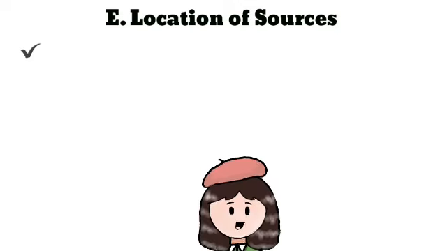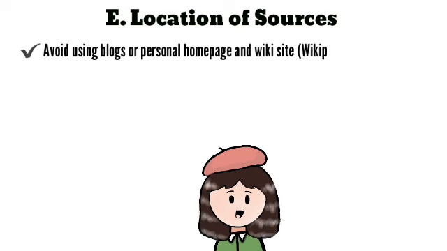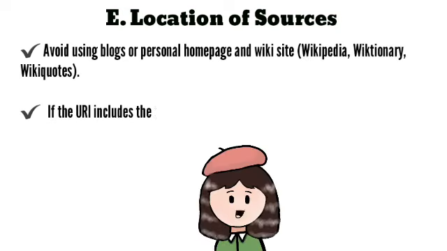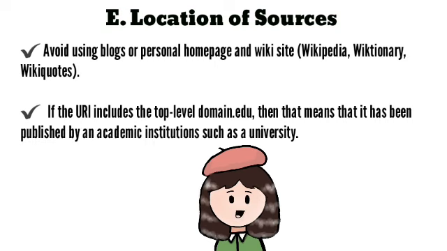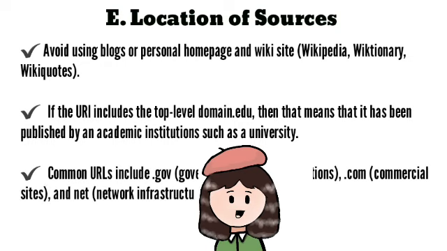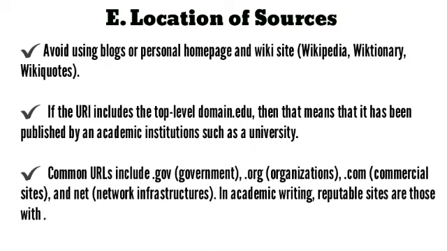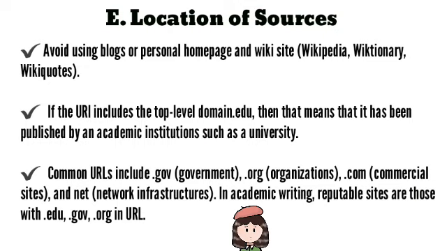Key ideas. Avoid using blogs or personal homepages and wiki sites: Wikipedia, Wiktionary, Wikiquotes. If the URL includes the top-level domain .edu, then that means that it has been published by an academic institution such as a university. Common URLs include .gov for government, .org for organizations, .com for commercial sites, and .net for network infrastructure. In academic writing, reputable sites are those with .edu, .gov, .org in the URL.